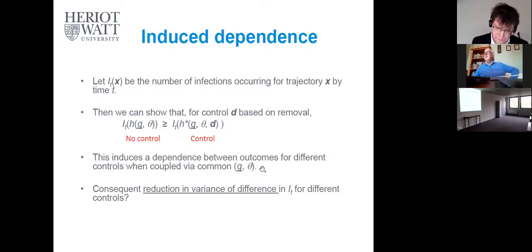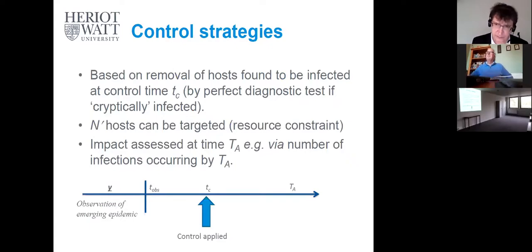And in practice then, that is going to give us a much smaller variance in the difference when we come to compare different controls. So rather like a paired t-test, we're coupling different epidemic trajectories through a common Q and theta, and that then gives us, if you like, a positive correlation between the outcomes under different controls, which gives us a reduction in the variance when we look at the difference.